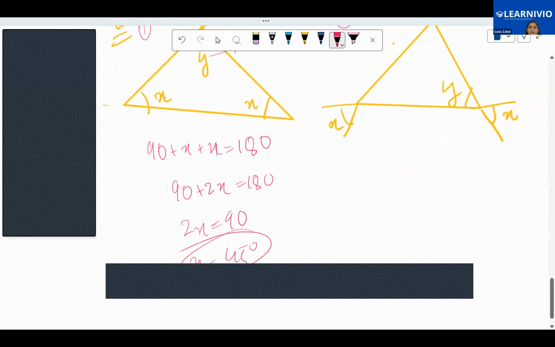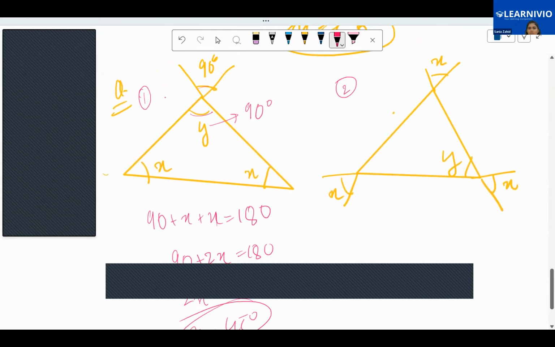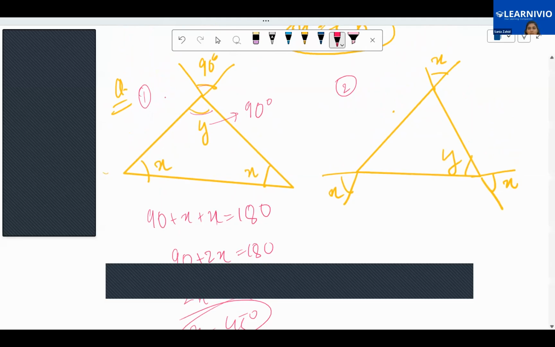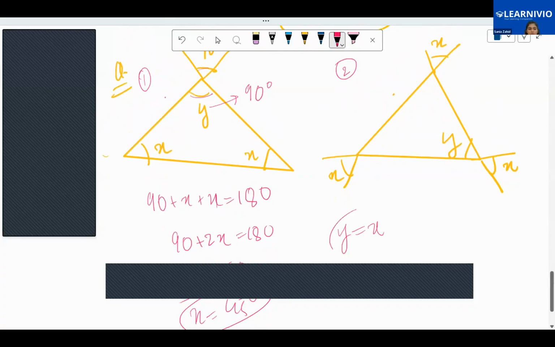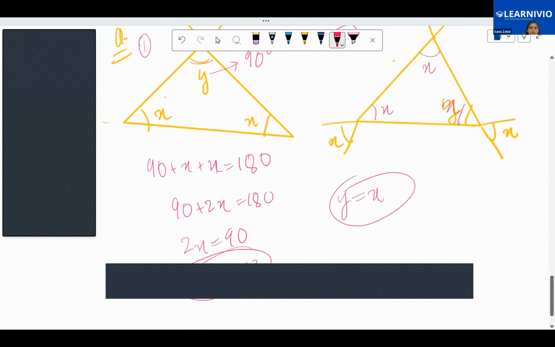Okay, now we'll do this one. Over here, y and x are equal. So if y and x are equal, all the interior angles are also x. This is x, this is also x, and this is also x. So x plus x plus x, 3x, is equal to 180 degree. So x is equal to 60 degree.